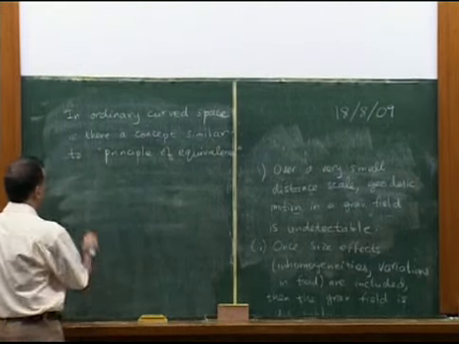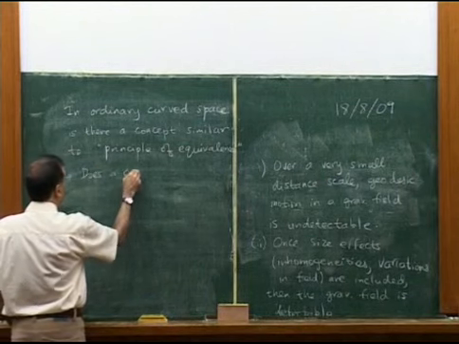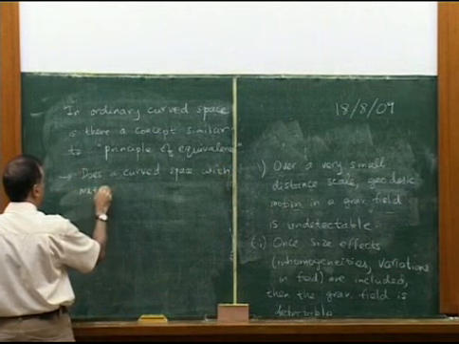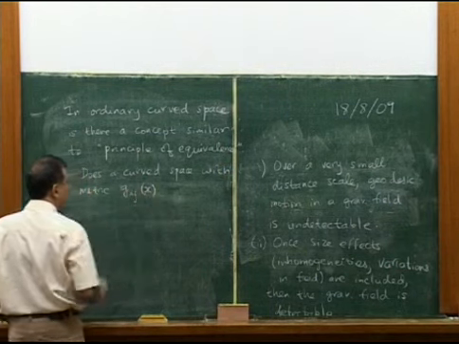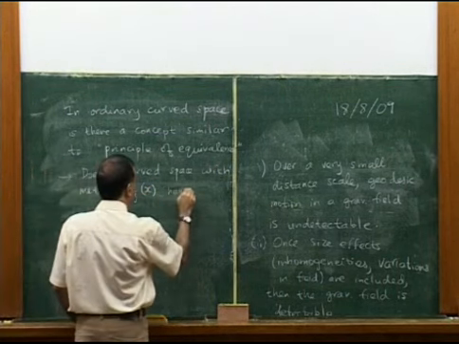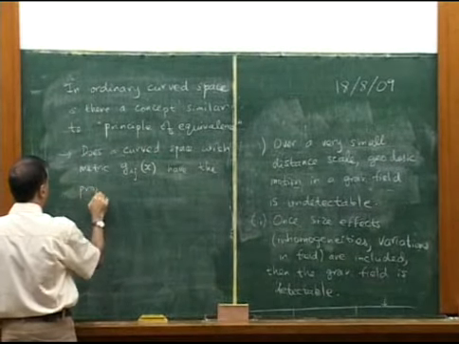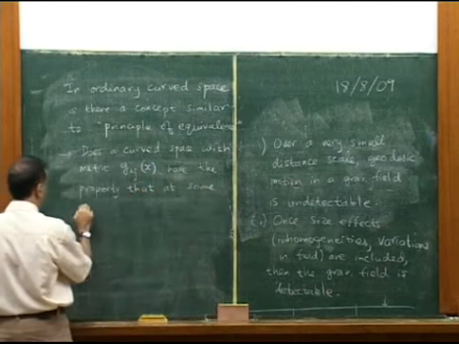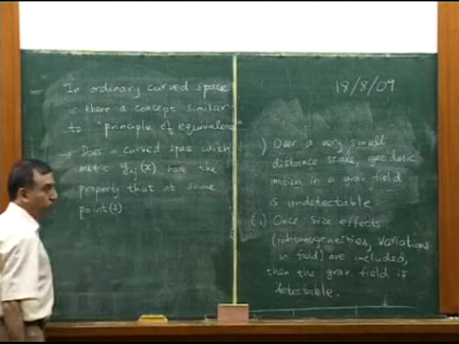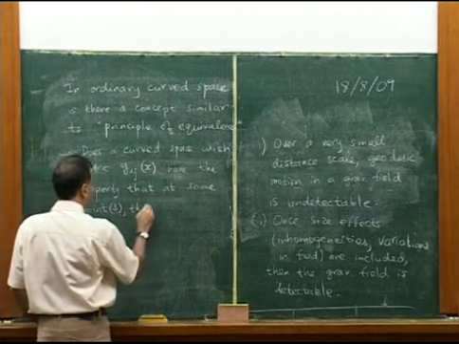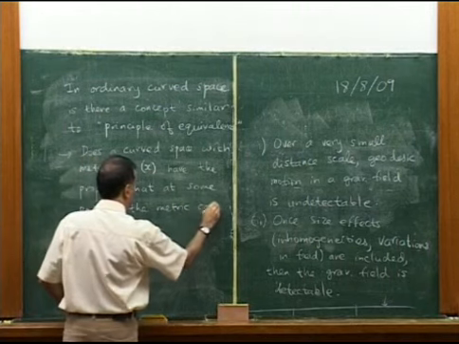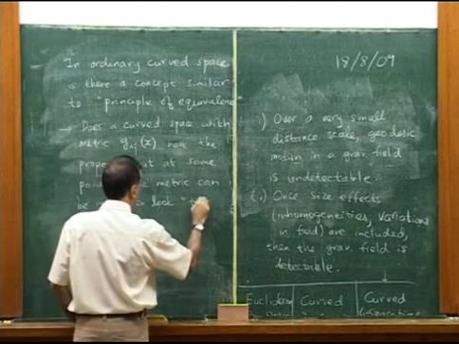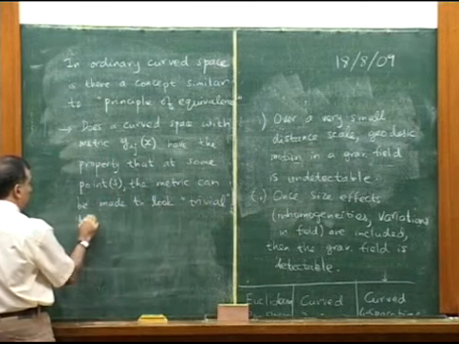Okay, so let me state the question more precisely. Does a curved space with metric g_ij(x) have the property that at some point or points or regions, we'll find out, the metric can be made to look trivial by a choice of coordinates?